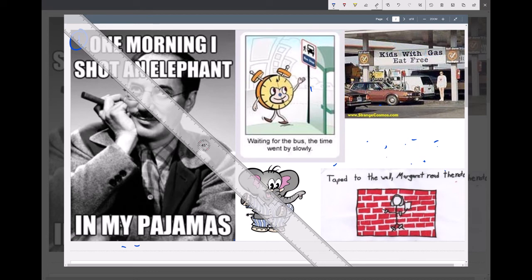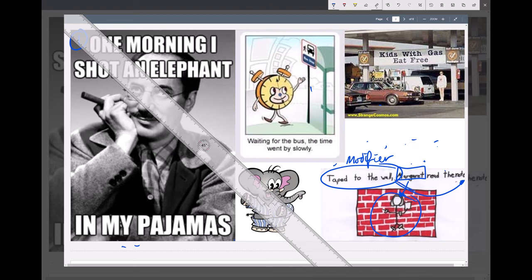We got taped to the wall, Margaret read the note. Here we can see the modifier, taped to the wall. Now you know it should refer to the note, but because it's right before Margaret, we see here, oh, it's Margaret that's taped to the wall, and she's reading the note while being stuck on the wall.